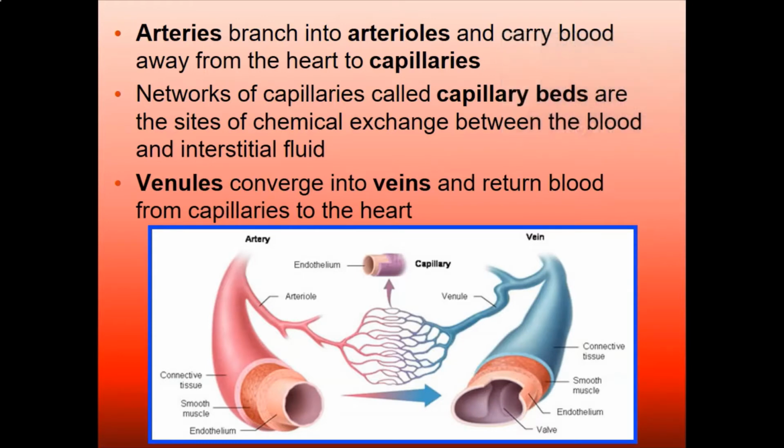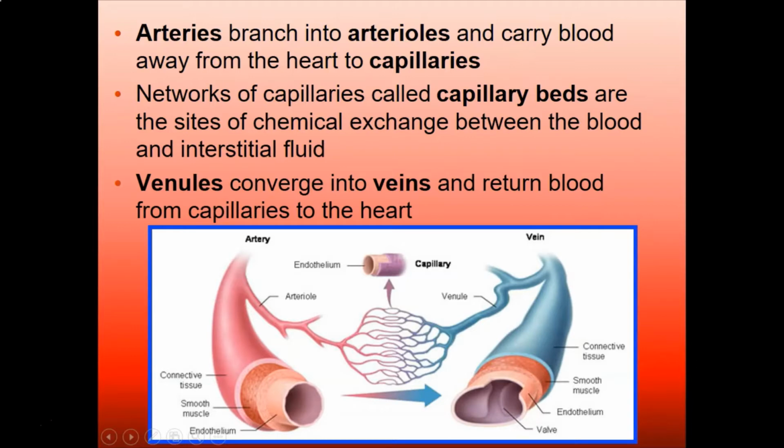Networks of capillaries, called capillary beds, are the sites of chemical exchange between the blood and the interstitial fluid. Here you get this nice tiny blood vessel, and these are only about 1 cell thick. A lot of times if you get a black and blue or whatever, that's you just ripping apart some capillary beds. You have some fluid oozing out there, and we'll talk more about that because sometimes it's very normal to lose fluid there. And venules converge into veins and return the blood from the capillaries back to the heart.